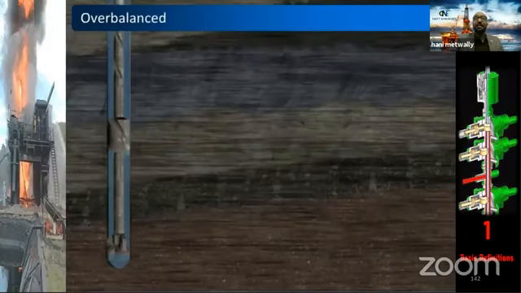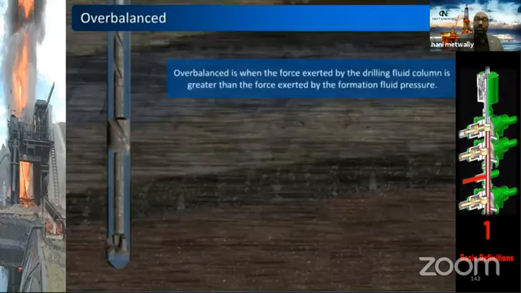The question now: what is the relation between formation pressure and hydrostatic pressure? Now we have two factors that affect the bottom, hydrostatic pressure and formation pressure. But what is the relation between formation and hydrostatic? Actually, if the hydrostatic pressure, or the force exerted by the drilling fluid, is higher than the force exerted by the formation fluid, in this case we are overbalanced. Again, overbalance means our hydrostatic pressure is higher than the formation pressure. And actually, this is our concern. We need to be overbalanced during drilling to avoid any well control case.